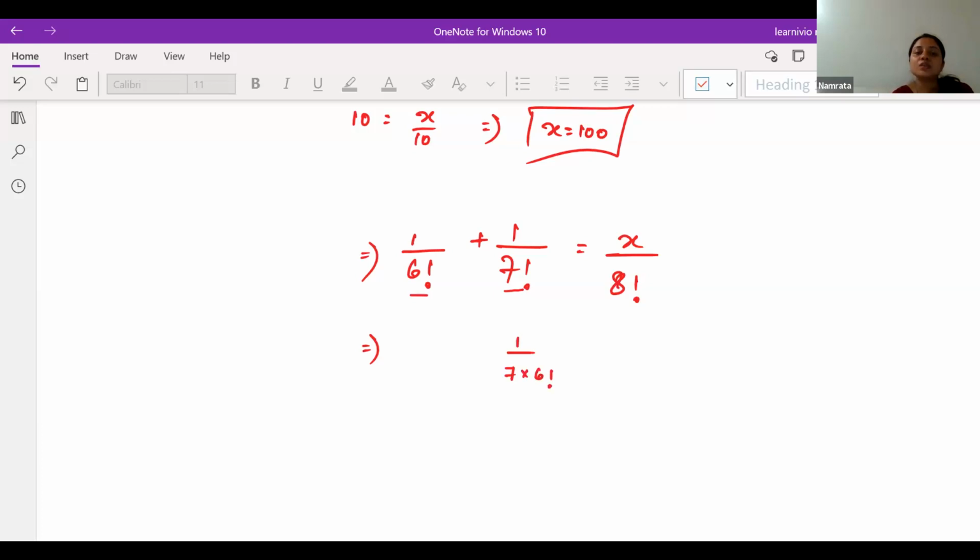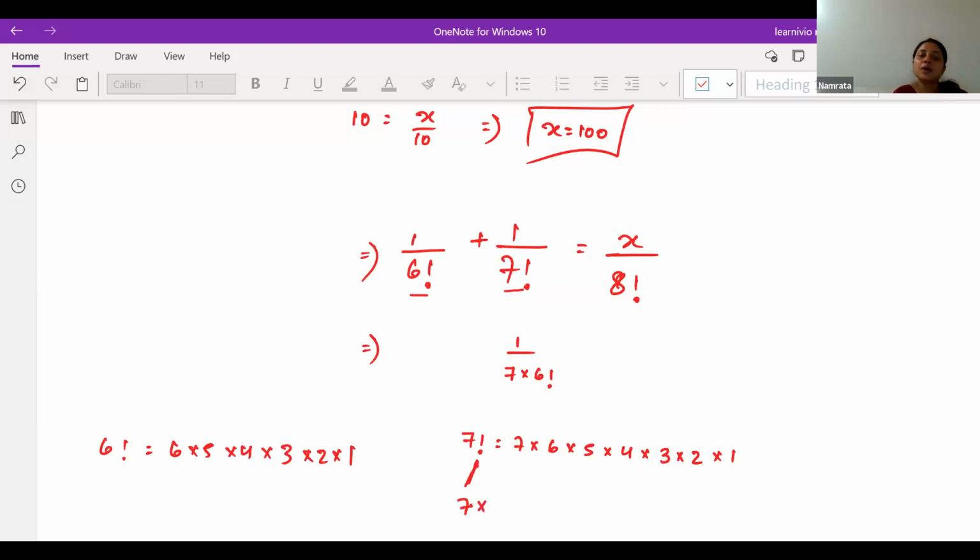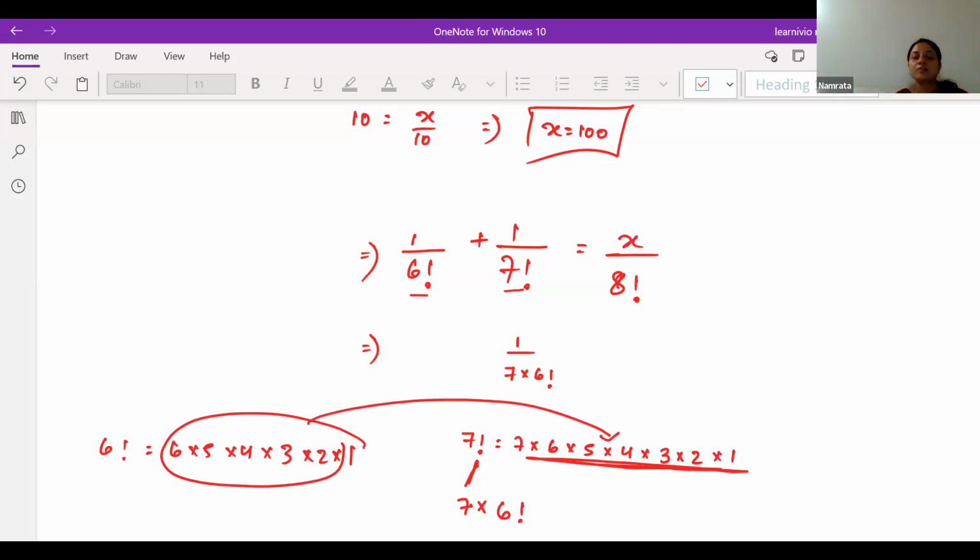Kyun aise likh rahe? Kyunki 7 factorial ka matlab hota hai 7 into 6 into 5 into 4 into 3 into 2 into 1. Aur 6 factorial ka matlab hota hai 6 into 5 into 4 into 3 into 2 into 1. So 7 factorial ko main kya likhna chahti hu? 7 to hai. Uske baad jo bhi expansion hai 6, 5, 4, 3, 2, 1, is sare ko 6 factorial likh sakte hai na? Can we write? Yes, ma'am. Are you getting it? Why are we writing?